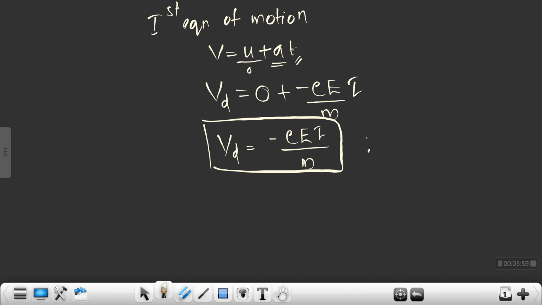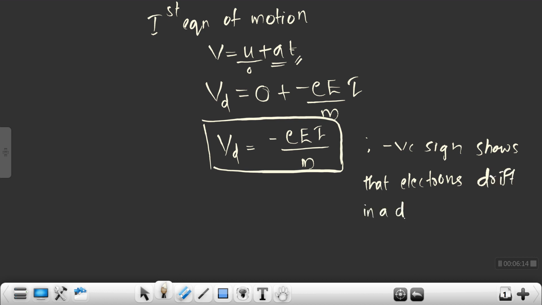That is, the negative sign shows that electrons drift in a direction opposite to that of the direction of E.